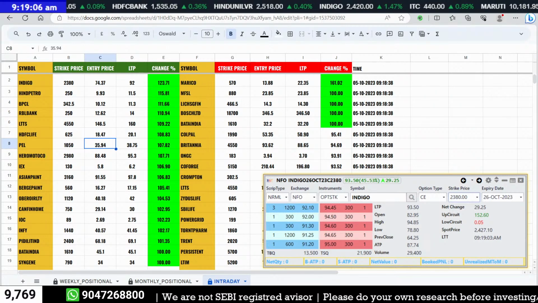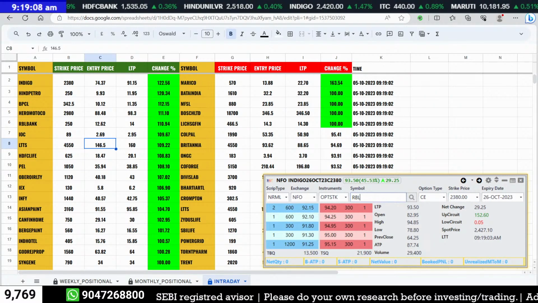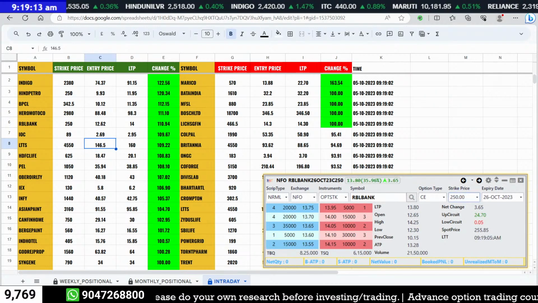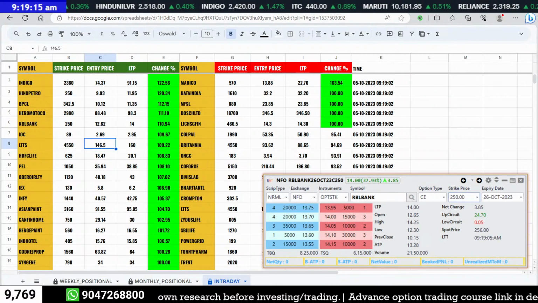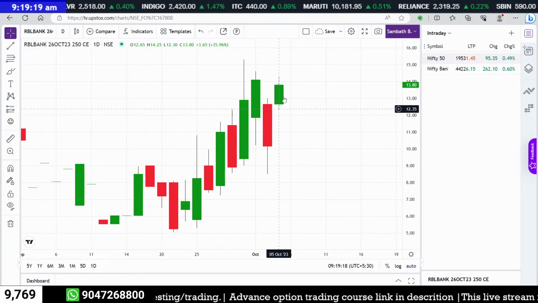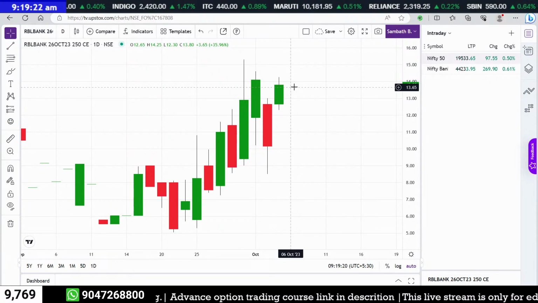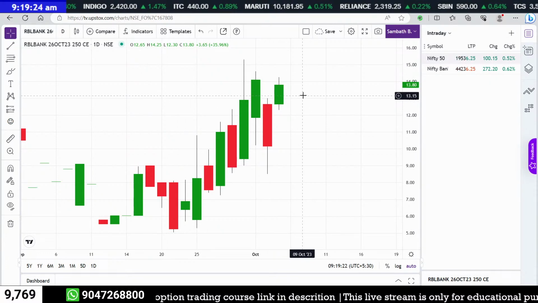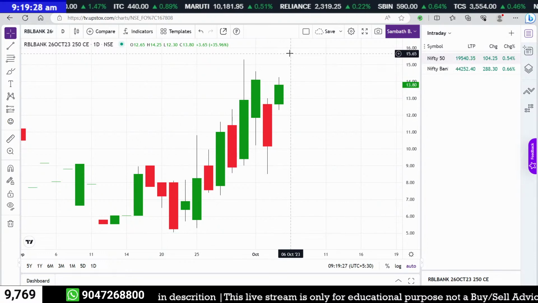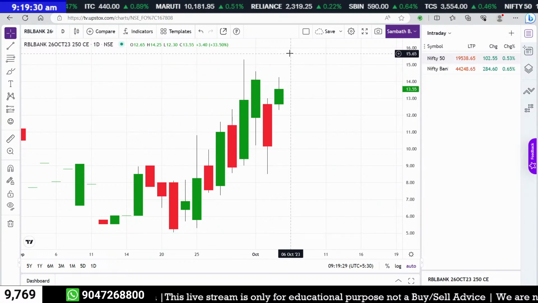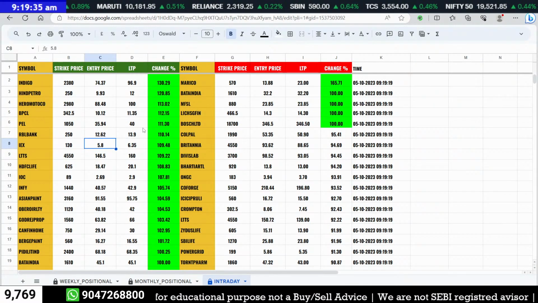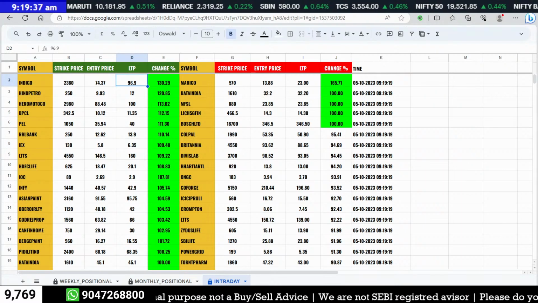We are looking at RBL, it is at 13, right? RBL Bank call option 250, and that was an opportunity to move upside. Now it is trading around 13.95. Because of that candle, it looks like a bullish reversal candle. Maybe the chances are it will go even further. We can expect upside, so mostly on the call side. And this one, Indigo, also looking good.